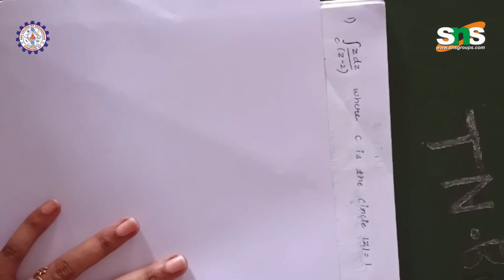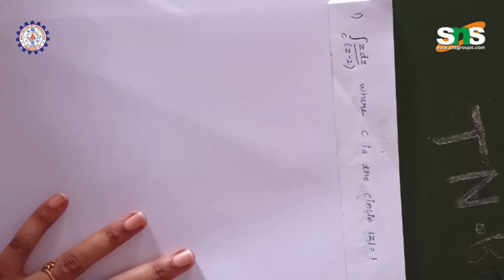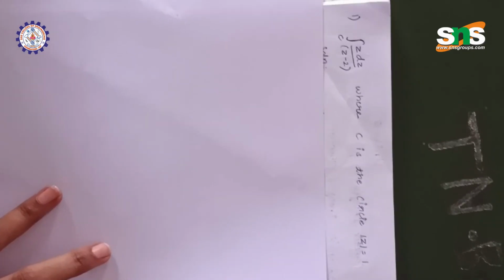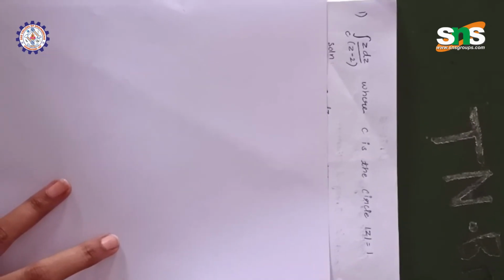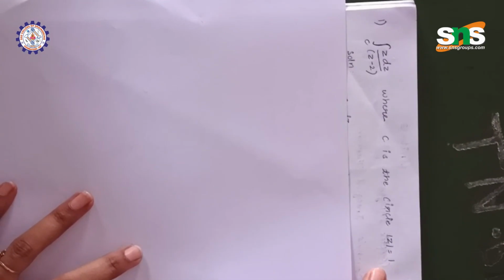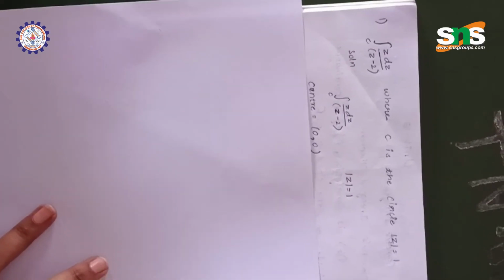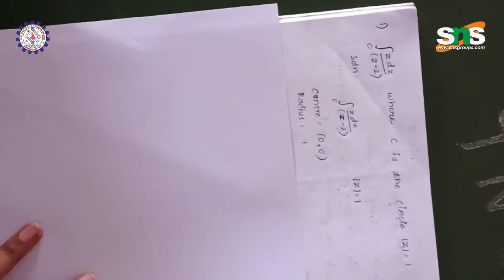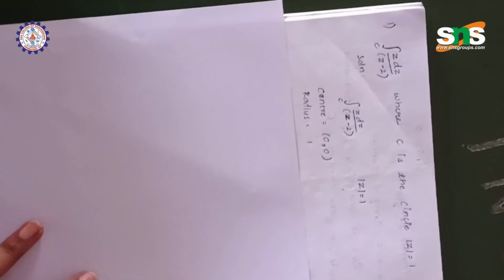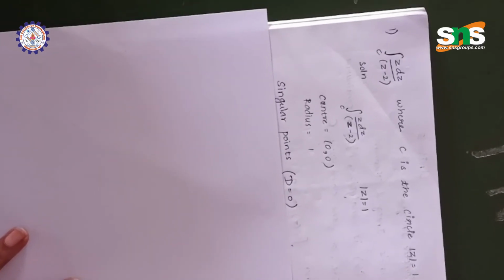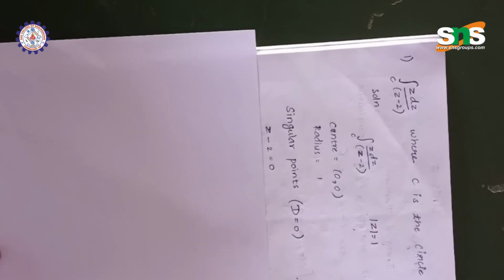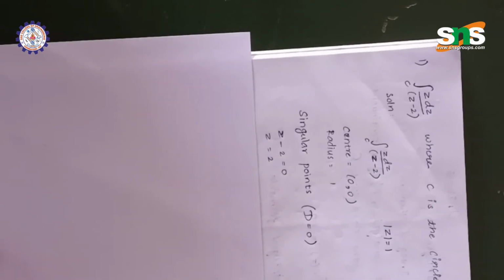Okay, next we will see the problem. Integral over C z dz divided by z minus 2, where C is the circle mod z is equal to 1. First identify the region: mod z is equal to 1. Clearly the center is the origin 0, 0 and the radius is 1. Next we need to identify the singular points, which means equating the denominator to 0. So z minus 2 is equal to 0, and we get the singular point z equal to 2.